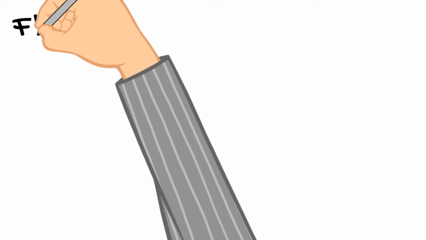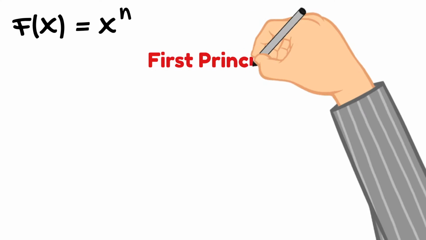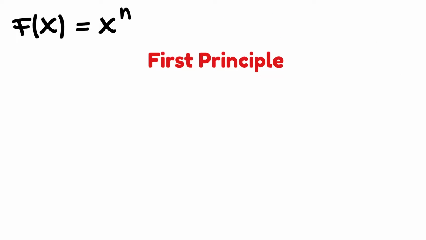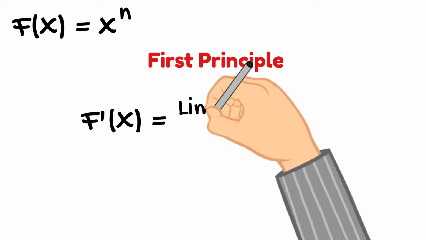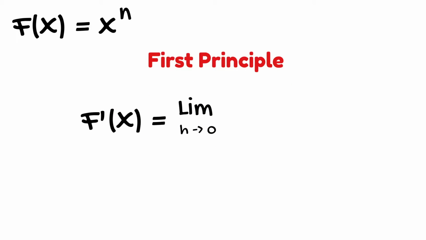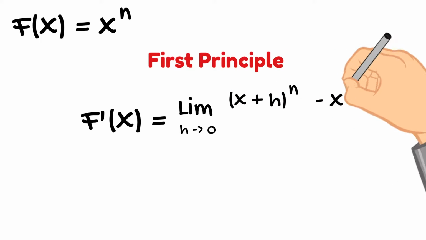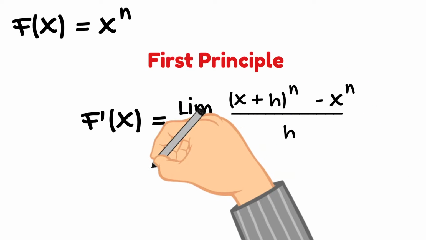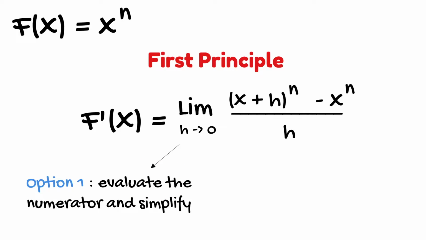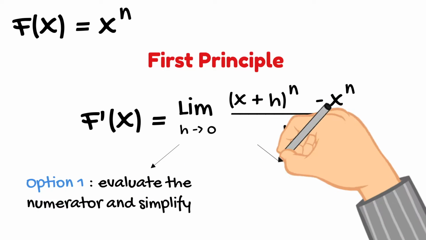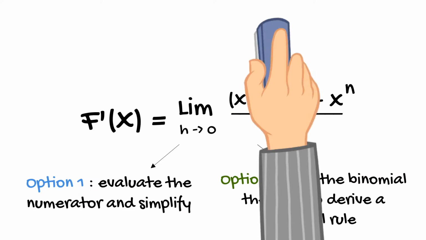To keep it simple, let's define a function f of x equals x to the n. Using the first principle, we can set up the standard way to calculate the derivative. This would be the derivative of f of x is equal to the limit as h approaches 0, x plus h all to the n minus x to the n, all of this over h. From here, we have two options. Evaluate the numerator and cancel out the h terms to calculate the derivative using first principle, or use the binomial theorem to simplify this function into a general rule.